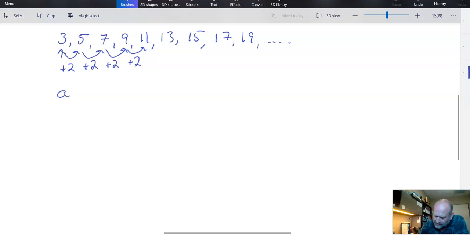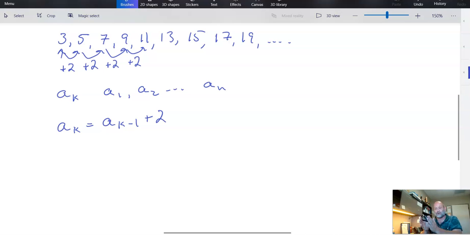Each term of a sequence is called a_k. So the first term would be a_1, second term would be a_2, all the way up to a_n, whatever n happens to be, right? And so in this particular case, this is defined as a_k equals a_(k-1) plus 2. Now you notice here the k just means pick a term. If I have k minus 1 on the other side here, that means that's the term before it. So each term is found by adding 2 to the previous term. That's what this notation means.